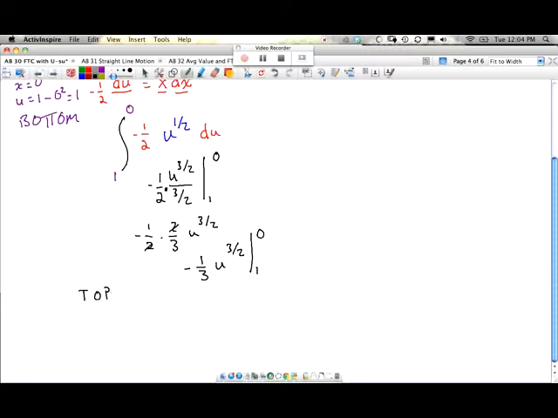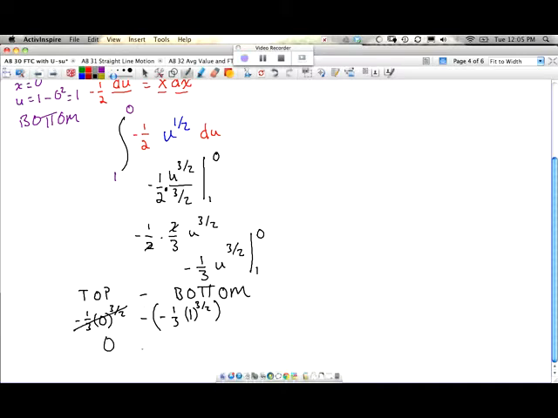We got to do the top values minus the bottom values plugged into the whole function there. So the top value is going to be plugging in 0. So that's negative 1/3 times 0 to the 3/2. That's going to be 0. Minus the bottom ones, we plug in negative 1/3 times 1 to the 3/2, which is really just 1.